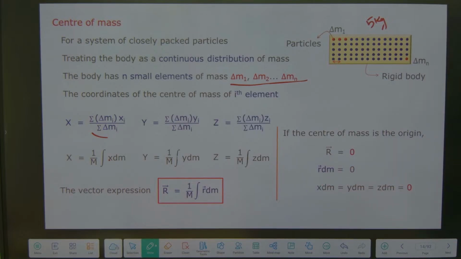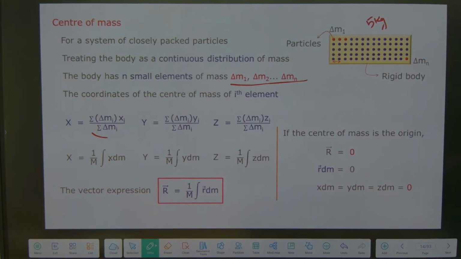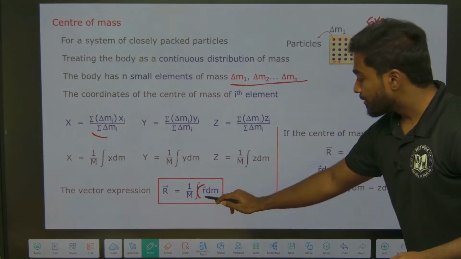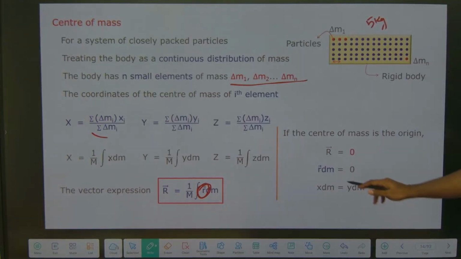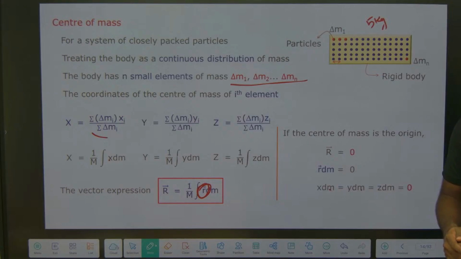When I talk about a vector expression, r is equal to 1 by M integration of r dm. If the center of mass is at the origin, then r will be 0, so integration r dm will be 0. So integration x dm will be equal to integration y dm will be equal to integration z dm will be equal to 0. So when the center of mass is at the origin, that is the case; apart from the origin there will be other centers of mass. I will give you some common examples for the center of mass of a continuous mass distribution. You can take a note of this.